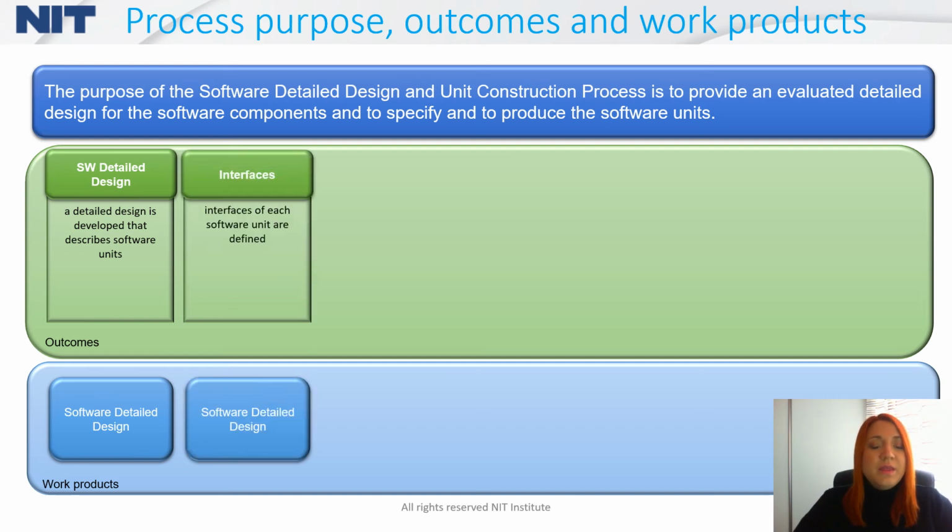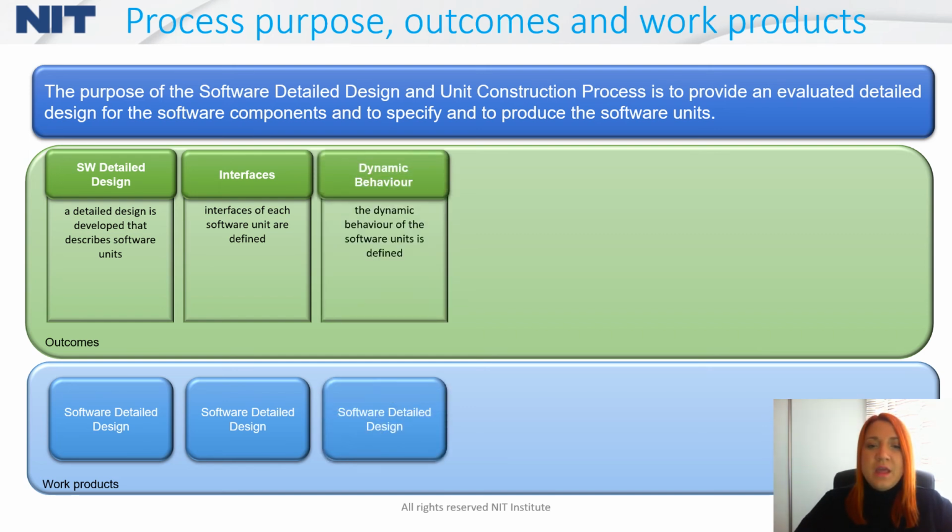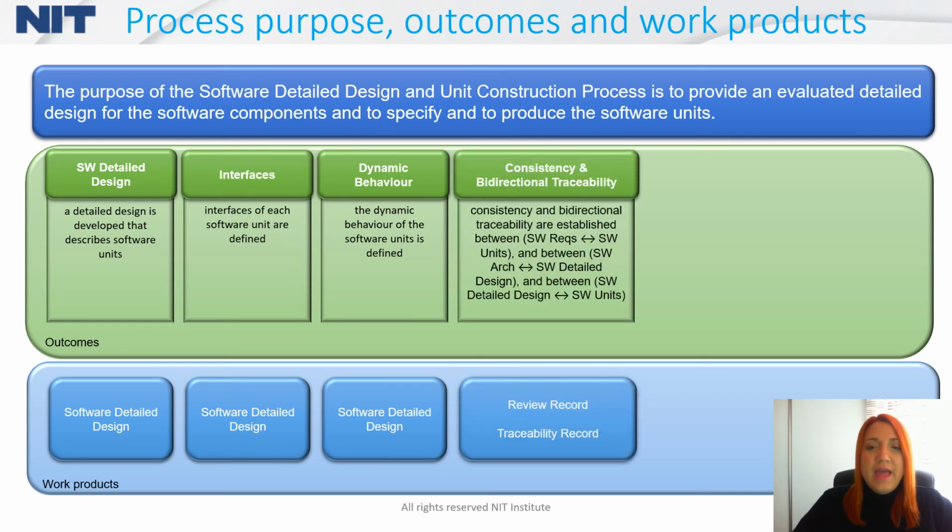Then you need to have included interfaces and description of them in the software detailed design. Of course, dynamic behavior must be added to the software detail design and must be explained in some separate chapter. Then we have the consistency and bidirectional traceability. There are a lot of traces which needs to be there. First one is, of course, that you need to have the software requirements and software units traceable. Then you need to have software architecture and software detail design traceable. Then that you need to have software detail design and of course code traced.